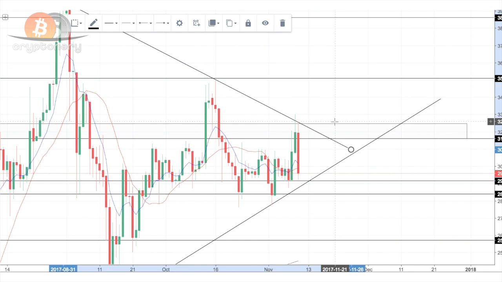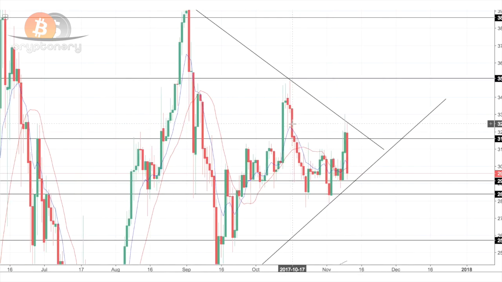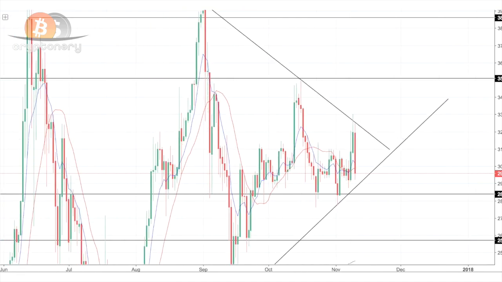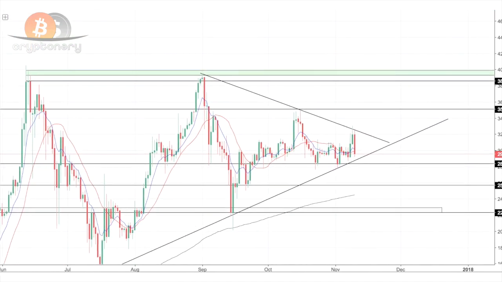And once that's done, guys, start removing levels. You do not need to overcomplicate things. In fact, I'd even remove this. I'm content and happy with my analysis. I know what's going to happen.